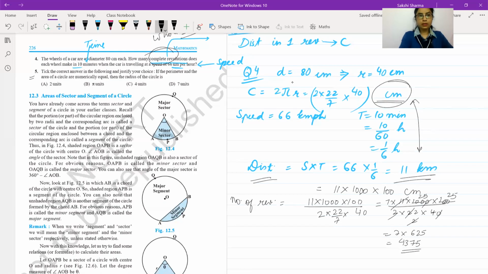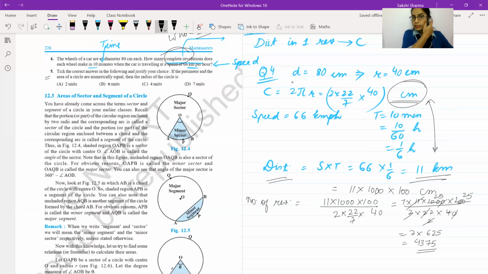Question number 5 here. It says, choose the correct answer and justify your choice. If this question comes in 1 mark, you have to solve it. So if the perimeter and the area of a circle are numerically equal, ignoring the units because the perimeter is in centimeters, single dimension, and the area is in square units, 2 dimension. So you have to ignore that and compare the formula for the area and the perimeter. Circumference of the circle equal to area of the circle. Find out what the radius would be.